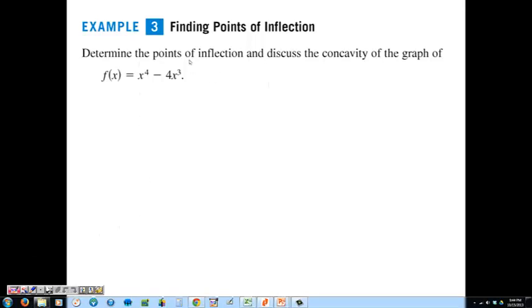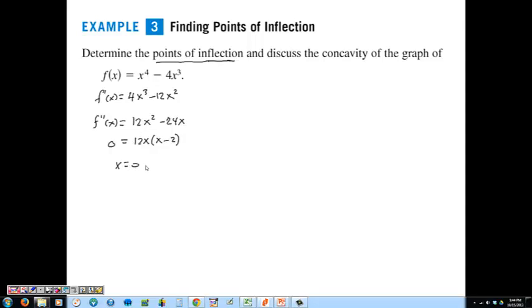Okay, find the points of inflection this time and discuss the concavity of the graph. So in order to find the points of inflection, we've been doing this already. We're going to take the second derivative. So this one is nice. No denominators. Yay, and no chain rule. Alright. Second derivative: squared minus 24x. Okay, and just cleaning this up just a little bit, I get 12x times (x minus 2). Alright, so if I set this equal to 0, I get a 0 and a positive 2. So those are my 2 points of inflection.